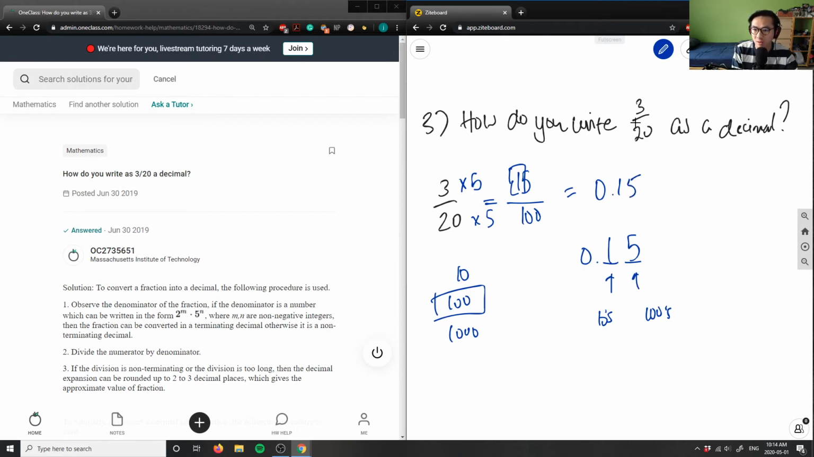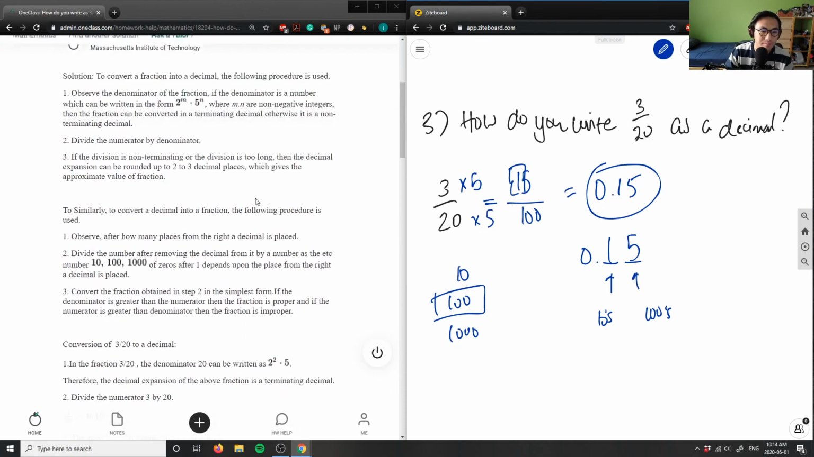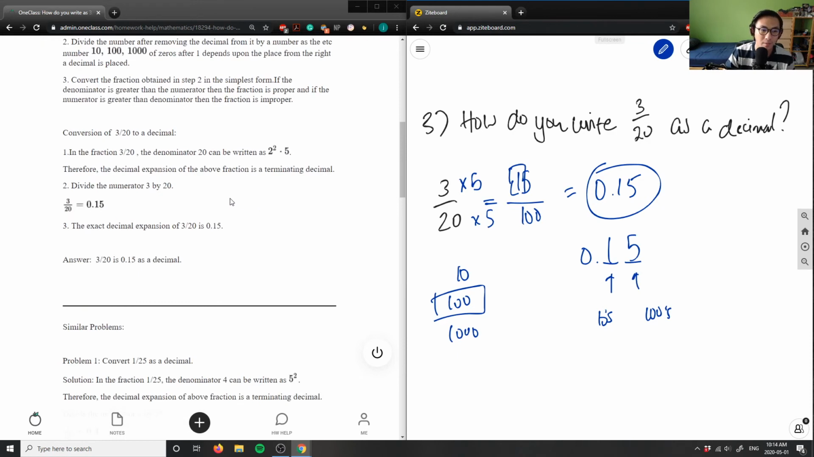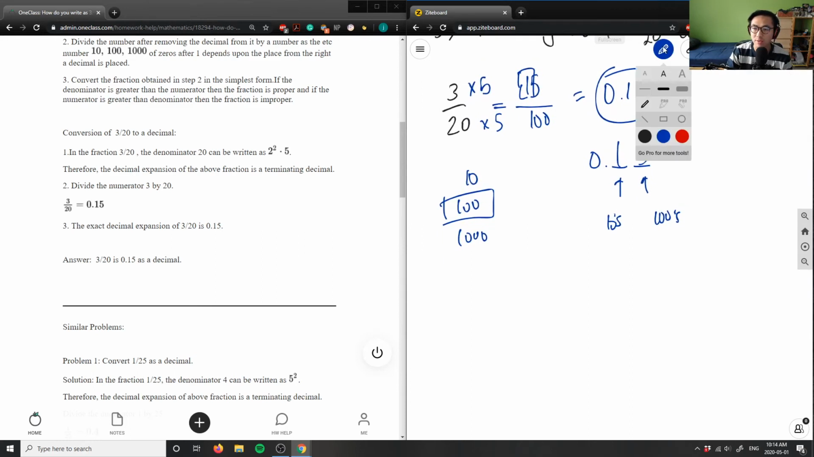So this solution is solved. This here is correct. What they did was, instead of converting to a factor of 100, they simply divided to get the decimal. And I'll show you how to do that as well. There are a lot of ways to convert.